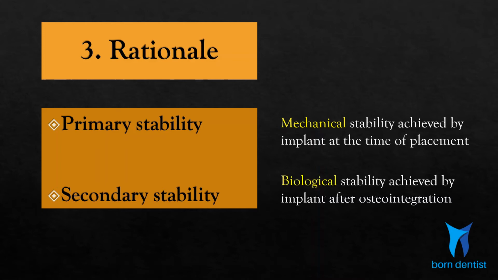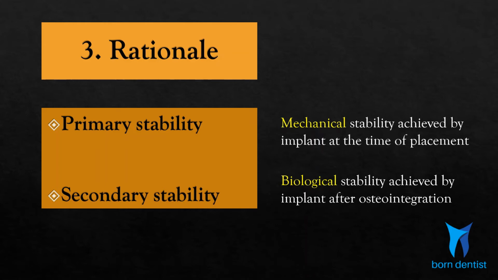Whereas secondary stability is the biological stability achieved by bone deposition in the micro gap between the implant and the bone that happens after osseointegration. So primary stability is the first stability achieved by the implant immediately after placement by mechanical friction, and secondary stability is the one which is achieved later when bone starts to grow into the implant surface during the osseointegration process. So for long-term survival of the implant, the secondary stability is the one which maintains the implant throughout.